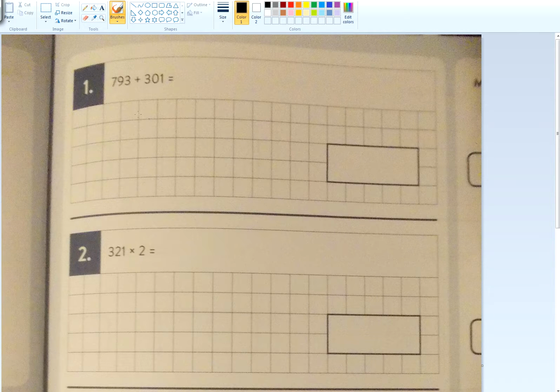Question number 1, we have a nice straightforward question. We have 793 and we're going to add to that. They've already given you squares underneath, so we just put everything into column format. Add 301. Whenever you start adding, you always start adding from the right hand side. So 3 add 1 is 4, 9, and 7 add 3 gives you 10. You put the 10 in the next column, so put the answer in nice and big here: 1094. Nice and straightforward addition question.